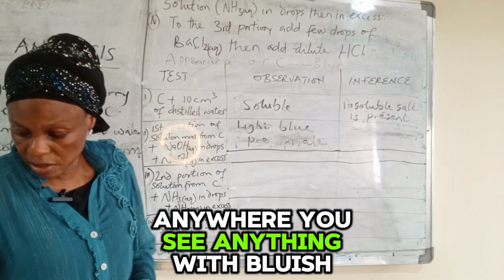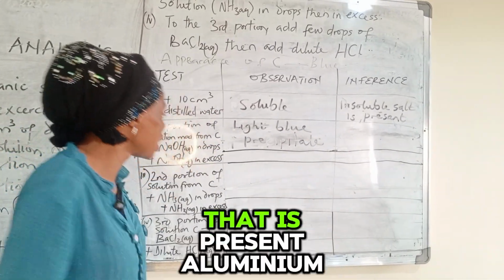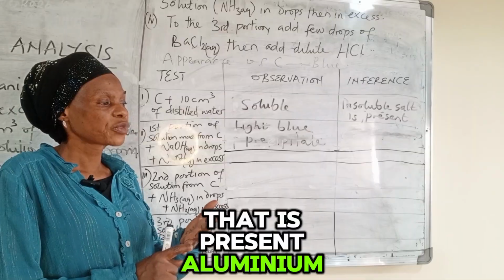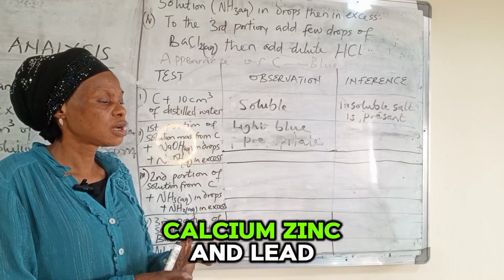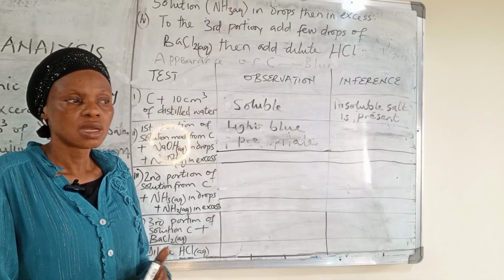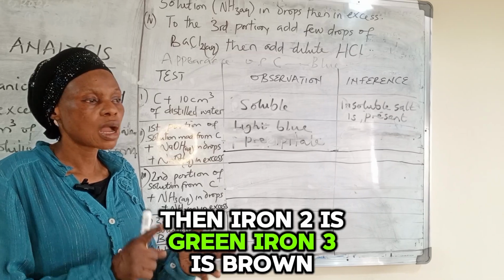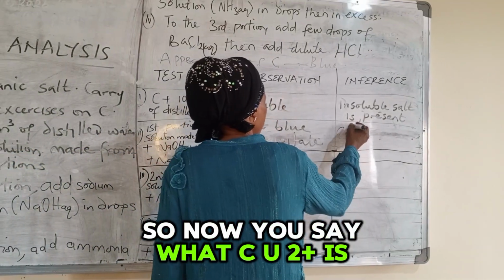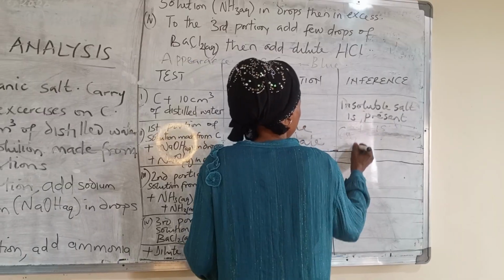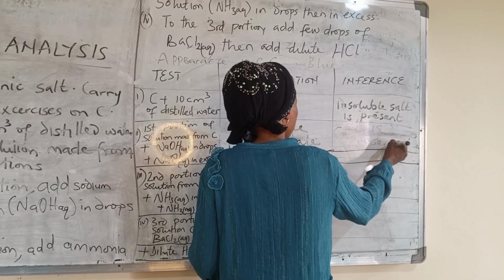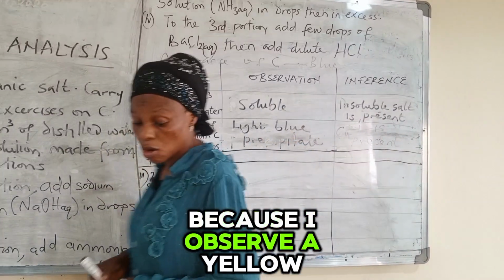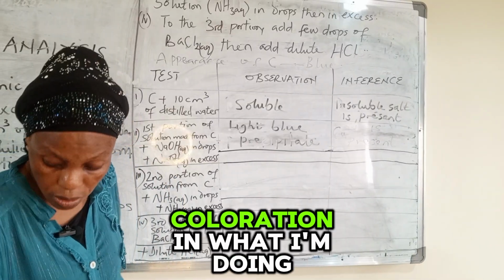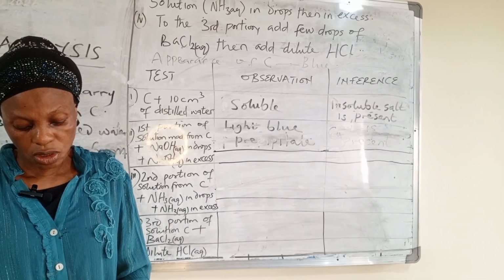Anywhere you see anything with bluish color, it's copper 2 that is present. Aluminium, calcium, zinc, and lead are white salts. Iron 2 is green, iron 3 is brown. So now we're saying what? Cu2 plus is present, because I observed the blue coloration in what I'm doing.